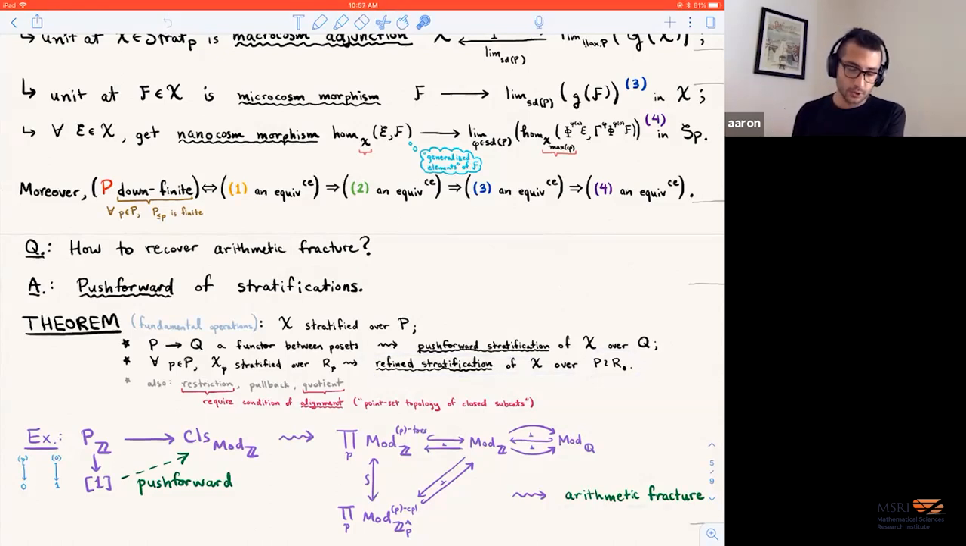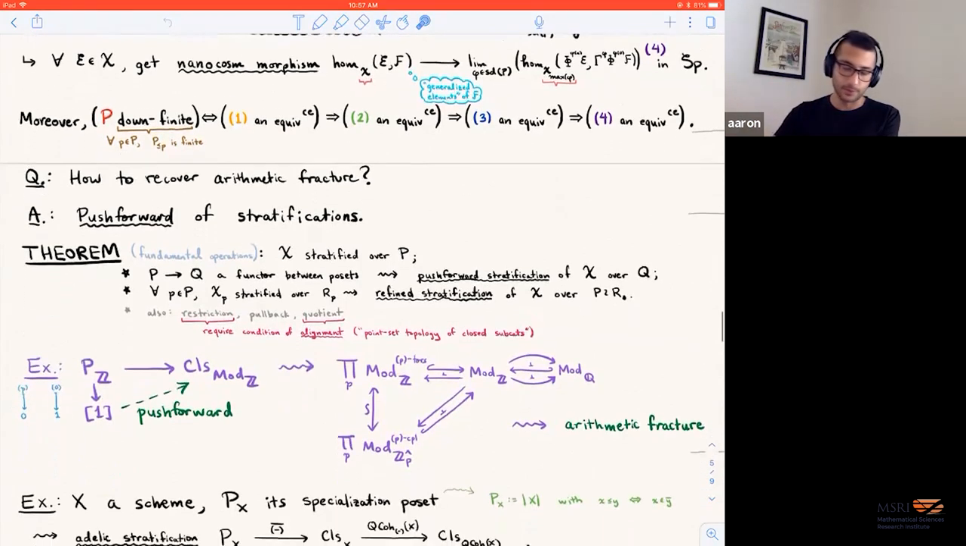And then there are also a few other fundamental operations. And let me just mention that they seem to hold exactly at the level of generality of a condition that we called alignment. It's really, really funny. I don't totally know what to make of it, but it feels like a sort of point set topology issue. It's sort of like a general position type of thing. It's like the point set topology of closed subcategories. That's all I'll say about it. Please check out the paper if you're interested to learn more.